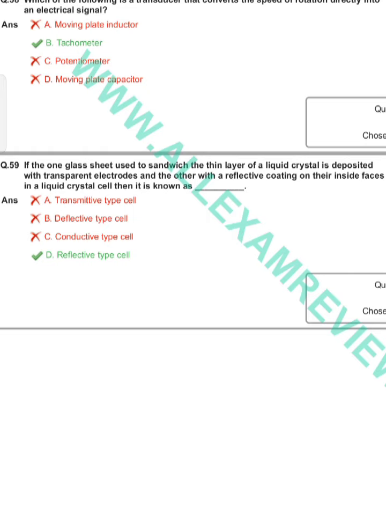Okay. 59. If one of the glass sheets used to sandwich a thin layer of liquid crystal is deposited with transparent electrodes and the other with a reflective coating on the inside where it faces the liquid crystal, then it is known as a reflective type cell. Yeah, that option is right.